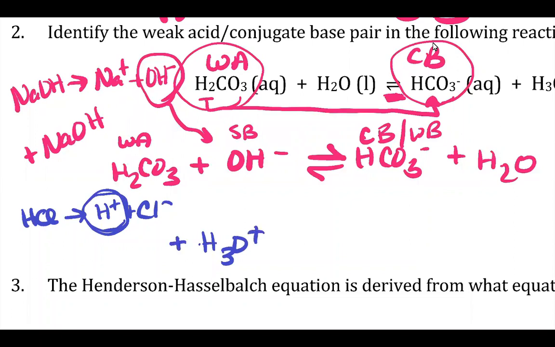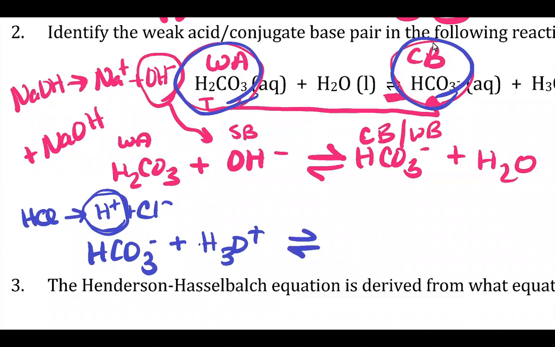And to that, I'm going to add some part of my buffer system that is going to be able to soak up those extra hydrogen ions. And so look in your equation above, what part of the buffer do I want, the weak acid or the conjugate base? Well, in this case, I want the conjugate base. The conjugate base is HCO3 minus. All right, so I know that this is a buffer, it's weak, so we're going to have to have our double-sided arrow.